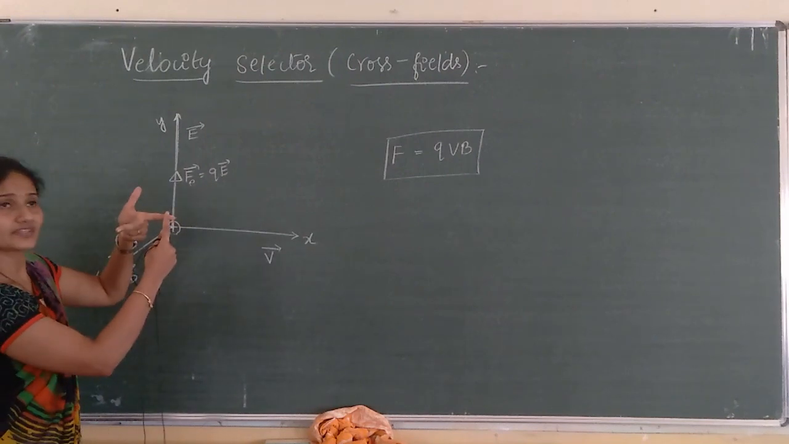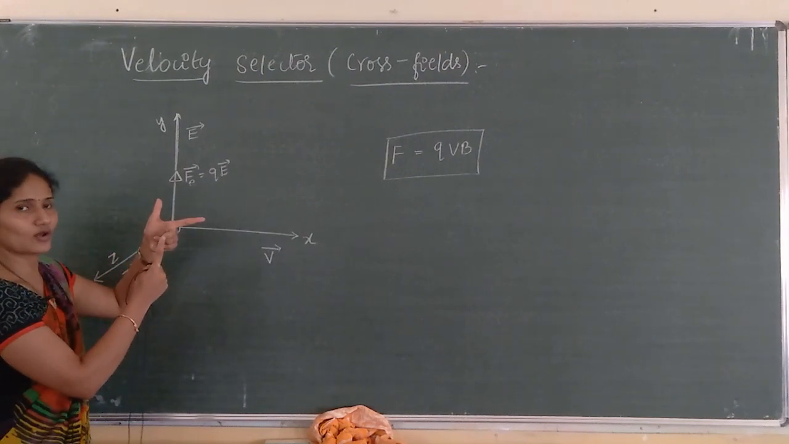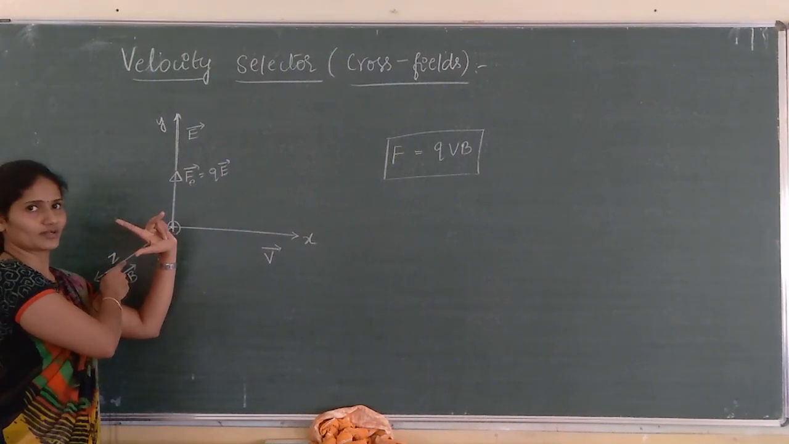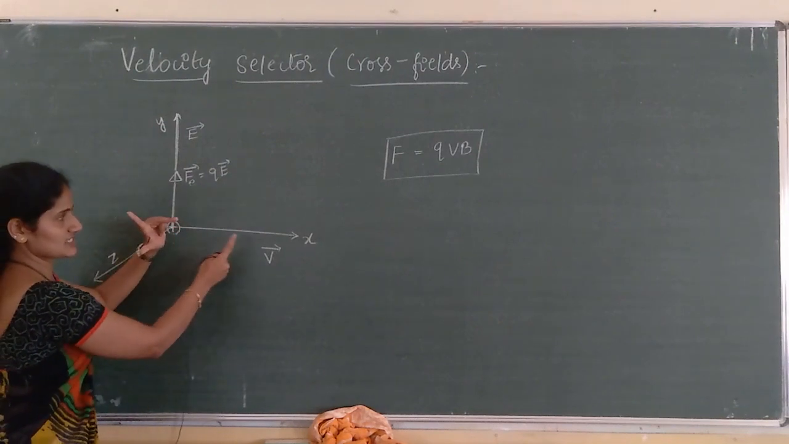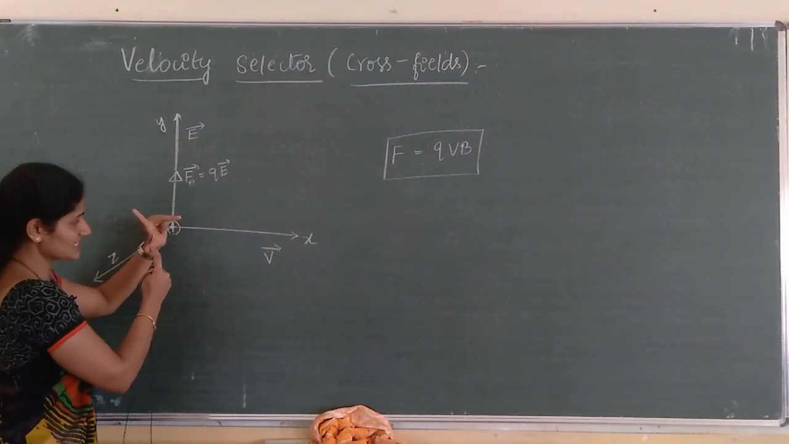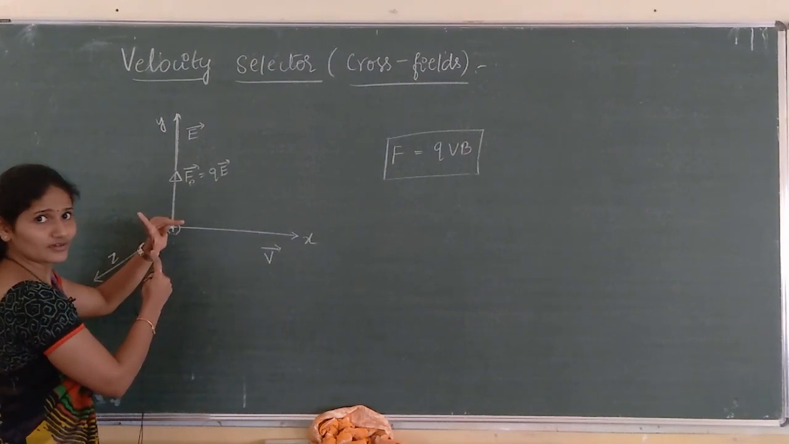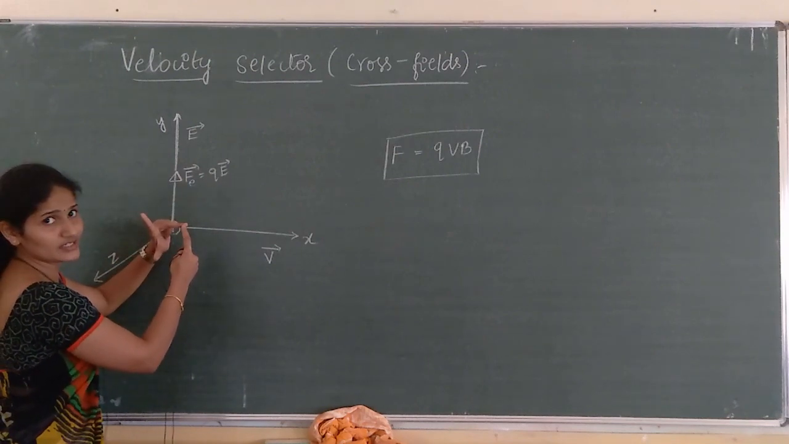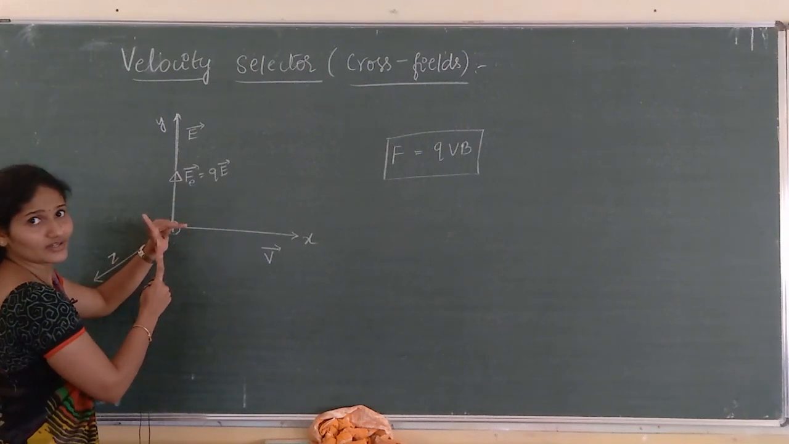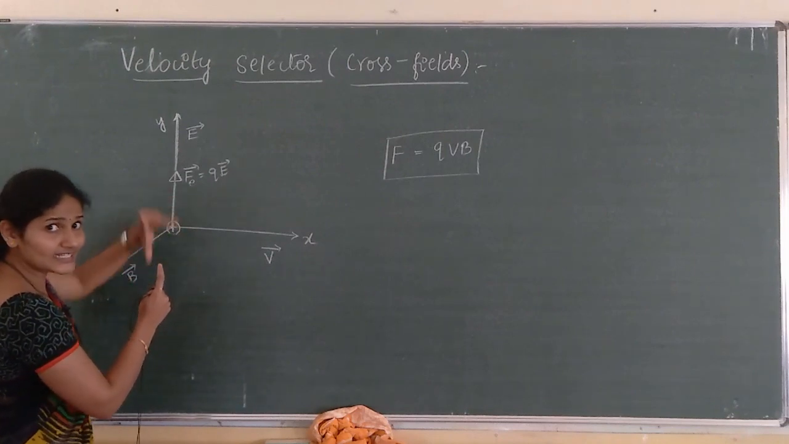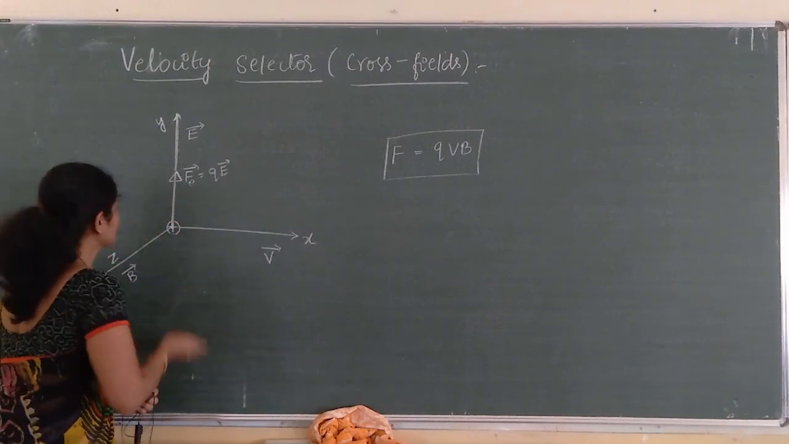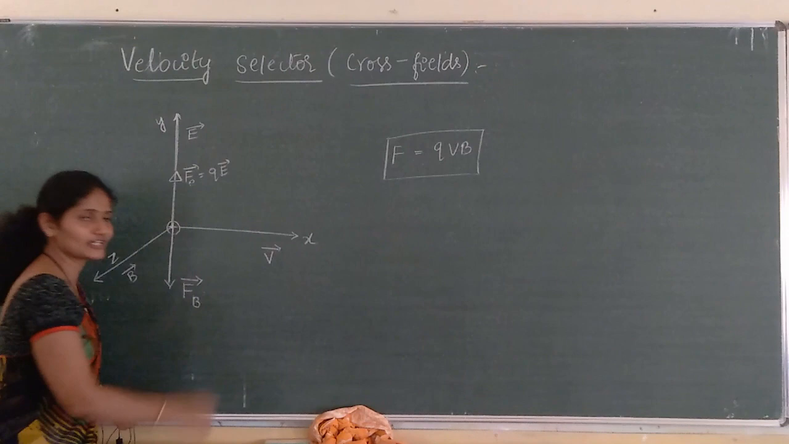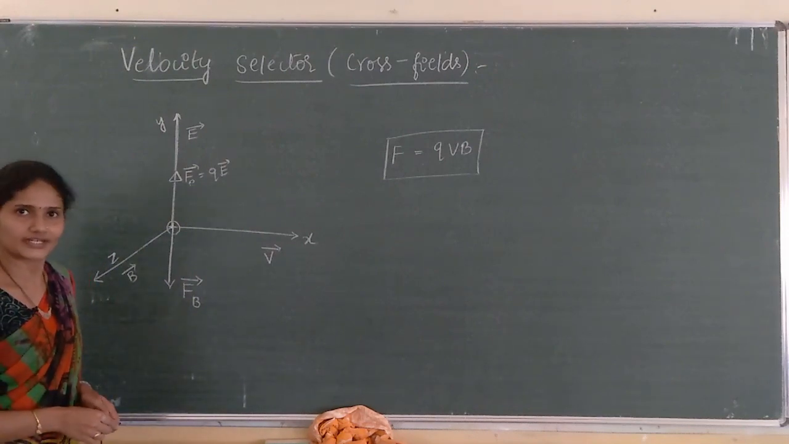So this is the direction of magnetic field, and this is the direction of velocity. This is the direction of force. If B is along this direction and V is along this direction, then what is the direction of force? The magnetic force is in the downward direction. So this is the direction of magnetic force FB, the force due to this magnetic field. Understood?